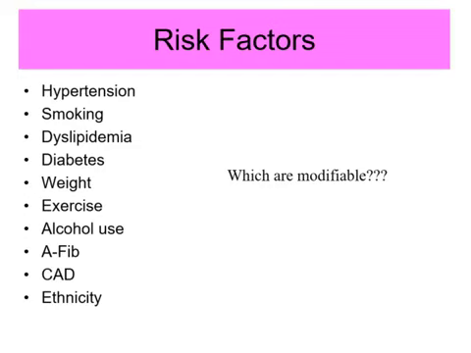Risk factors again. So make sure you know which ones are modifiable. So what can we modify? Smoking, right? We can quit. So which things can you actually do something about or treat with medications or lifestyle changes? And which ones are you kind of stuck with?